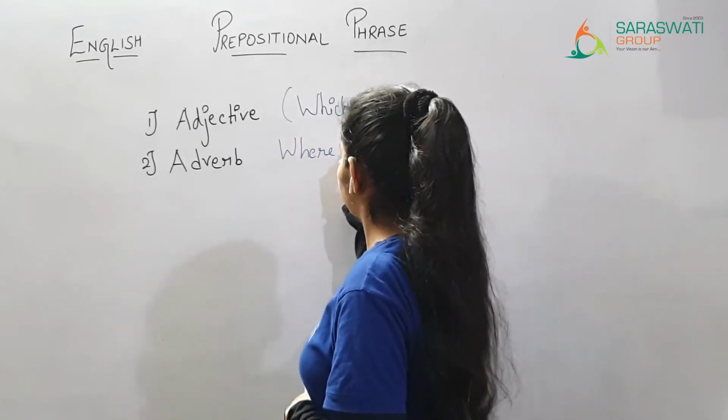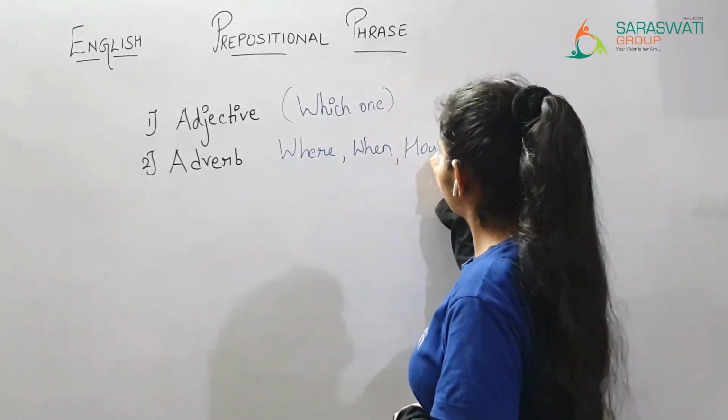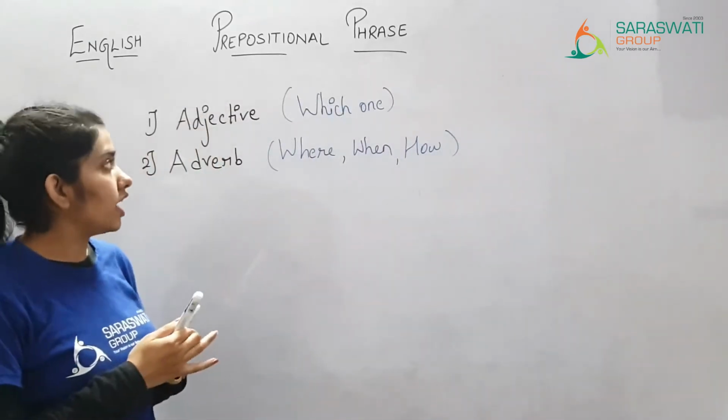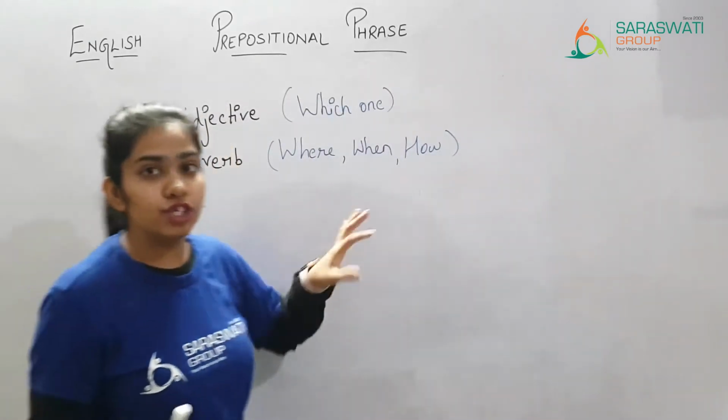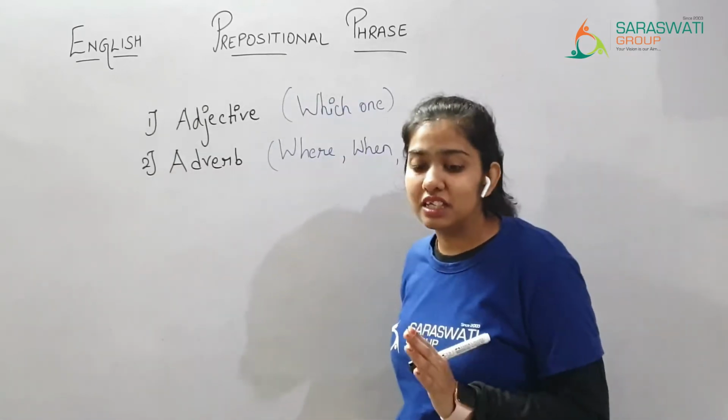Where, when and how. These three words are there for adverb, and for adjective which one. Now let's start with an example so that you will be clearer.